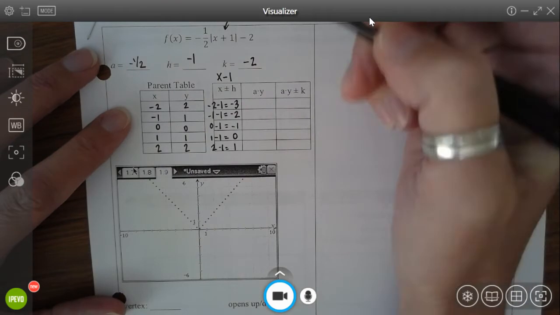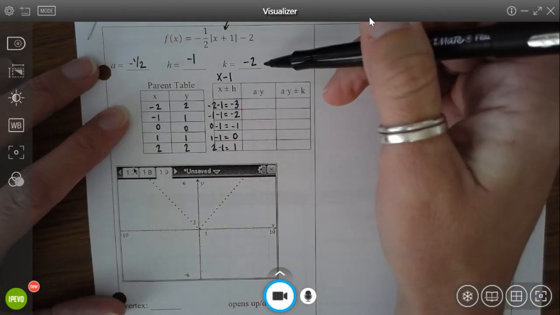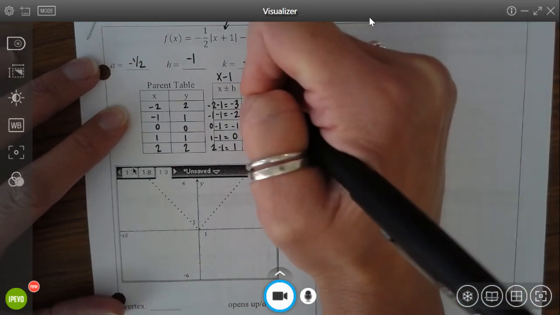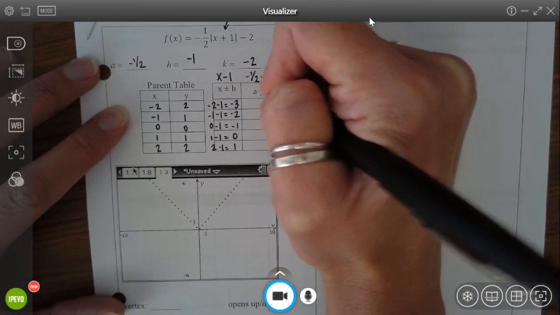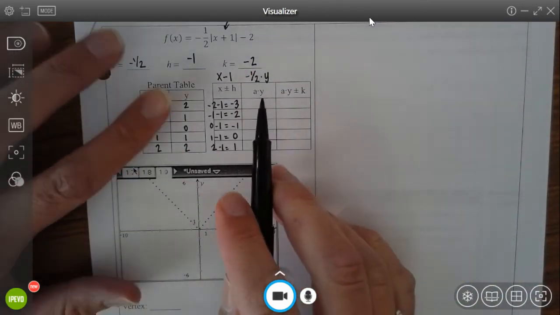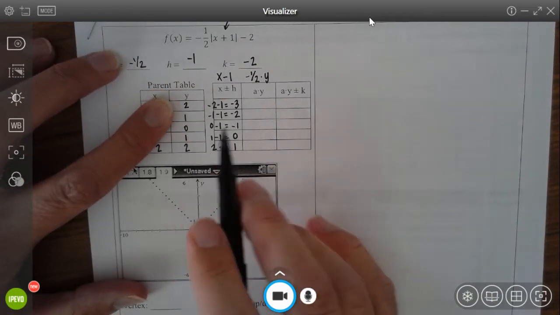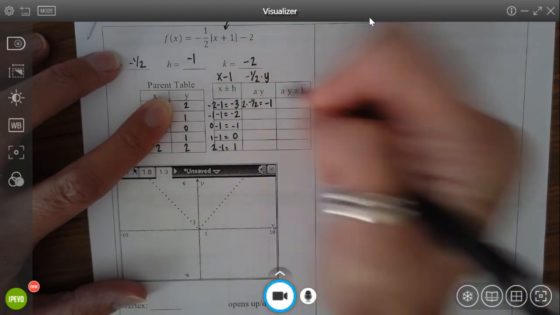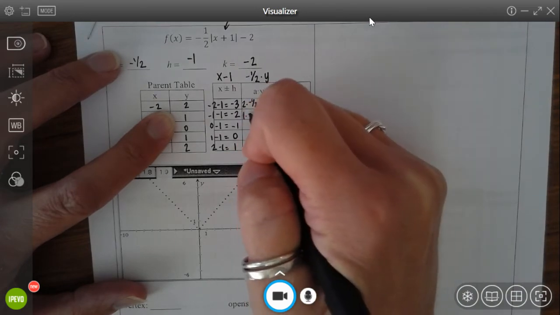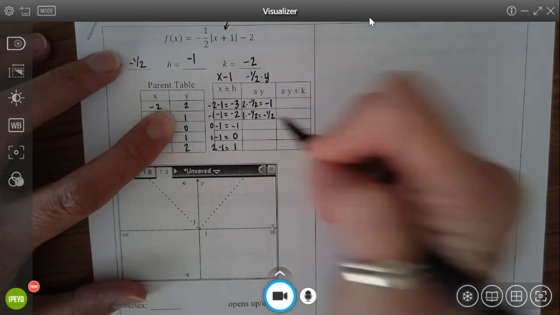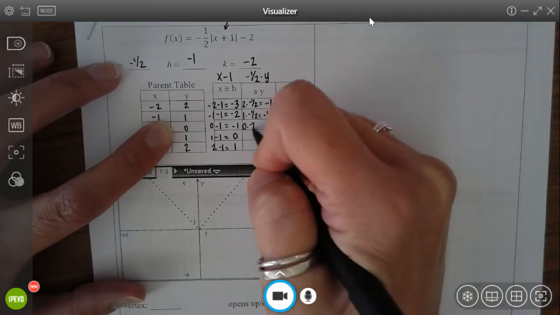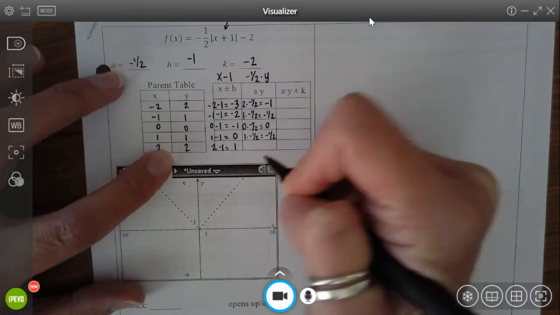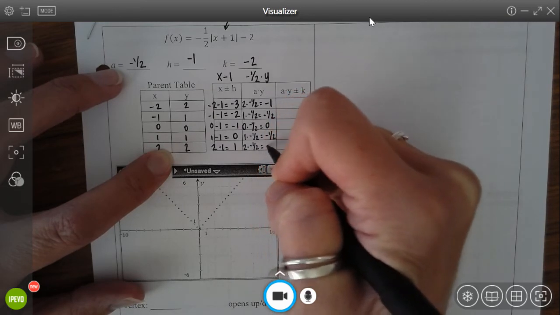So now we said that the a value and the k value both transform y. The a gets multiplied first, and then the k either gets added or subtracted. So I'm going to go ahead and multiply all of my y values by -1/2, because that's what our a value is here. So when I'm talking about the y values, I'm talking about these parent table y values. So 2 times -1/2 gives me a -1. 1 times -1/2 gives me a -1/2. 0 times -1/2 gives me a 0. 1 times -1/2 gives me a -1/2. And then 2 times -1/2 gives me a -1.